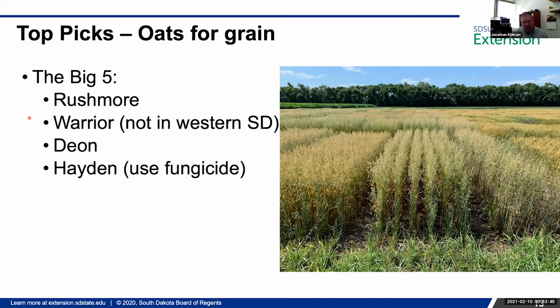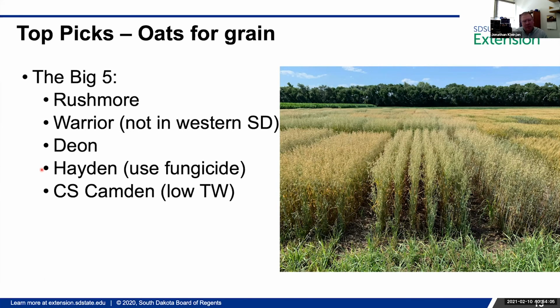And Hayden has excellent yield potential, right up there with Rushmore and Warrior, maybe a few bushels less, but you got to use a fungicide with Hayden. It's just susceptible to crown rust in the eastern part of the state. If you're in the central and west, I wouldn't worry about it so much, but a good choice.